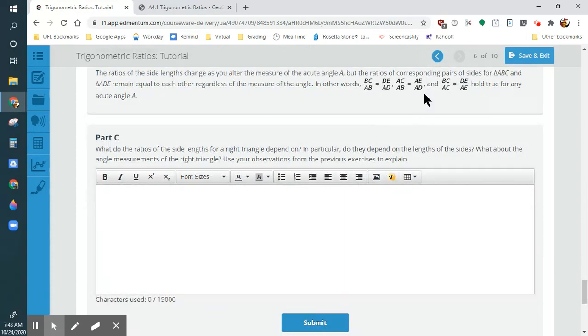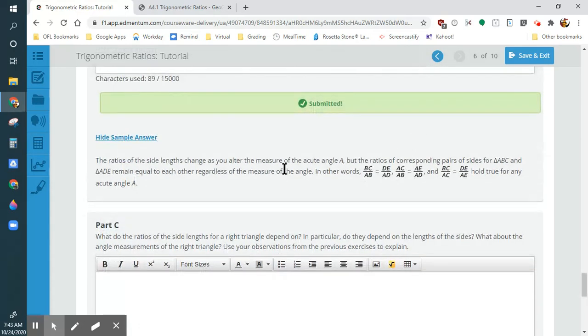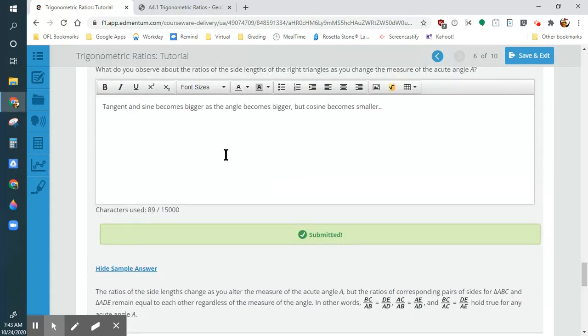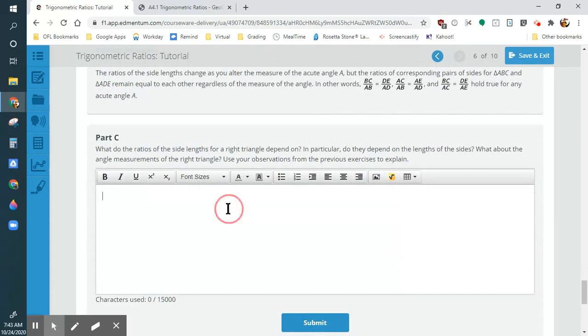And they're saying this. So this is another reason why it's good to do your own answers rather than copy a sample answer. It's just too much work. It doesn't explain it.